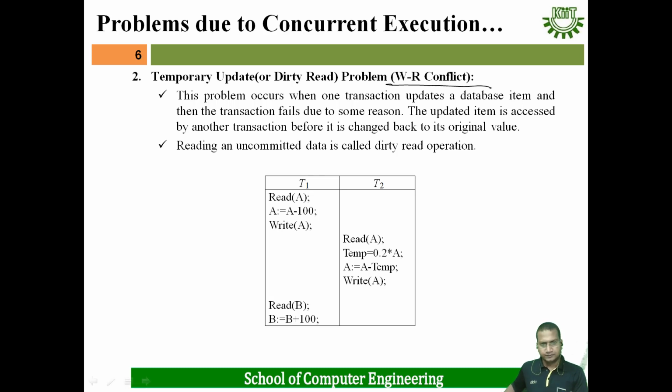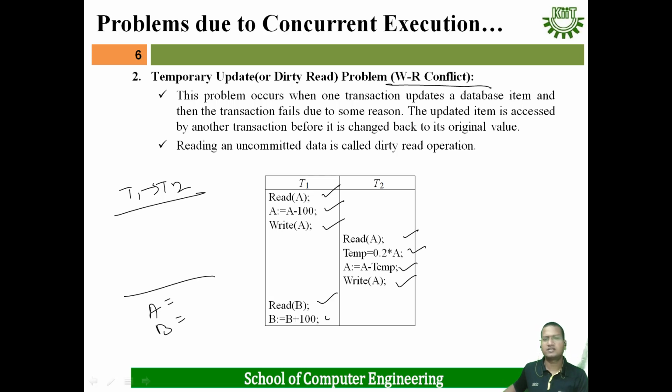What is this? Suppose T1 and T2 are two transactions. First you execute T1 and T2 in serial manner, then you get the values of data items A and B. Similarly, you execute in the manner in which the instructions get executed: first this, then this instruction, this instruction. In this way, you will see the state of A and B. When you look at concurrent execution, you will find an inconsistent state of A and B. Why does such an inconsistent state arise? This is known as the temporary update or dirty read problem.